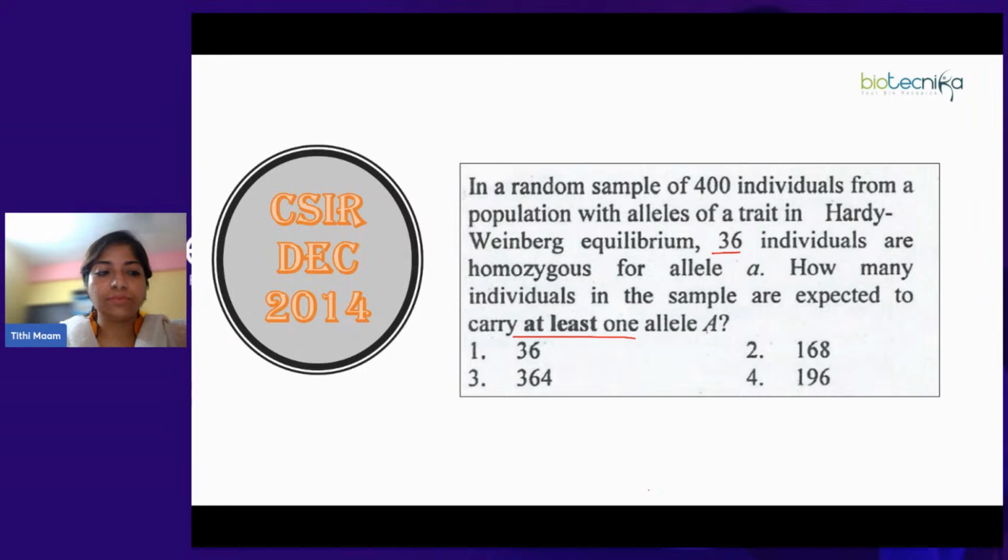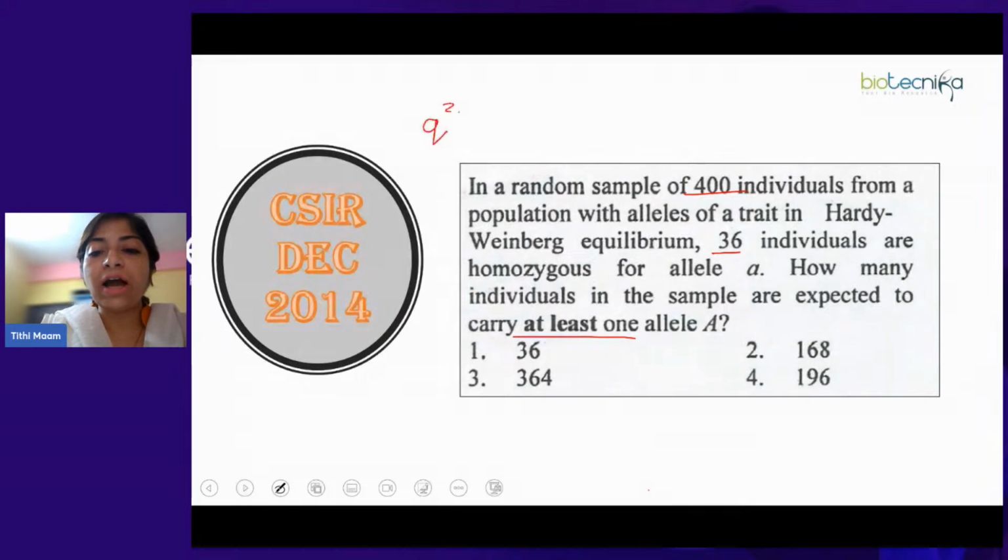So the total population is given here as 400, and 36 individuals are homozygous for allele small a. Okay, what does that mean? q square is equal to 36 by 400. Okay, now how many individuals in the sample are expected to carry at least one allele A?